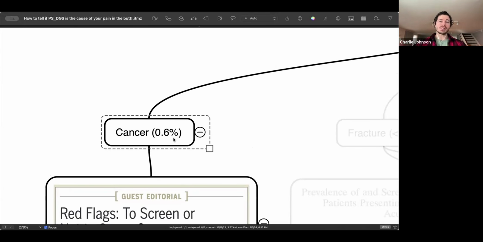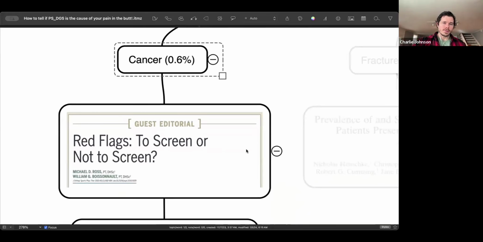So 0.6% of people. If there are 1,000 people watching this video, 6 of them will have cancer as the cause of their back, butt, or sciatic problem. So of people who present to their primary care doctor with back, butt, or sciatic issues, 6 out of 1,000, or about half a person out of 100, will have cancer as the cause of their pain.